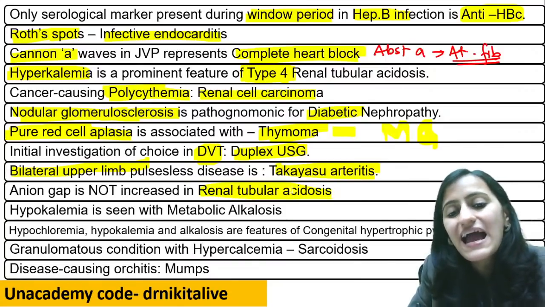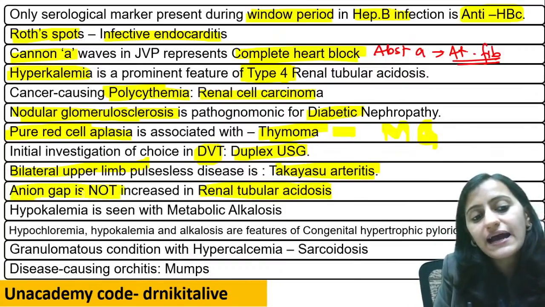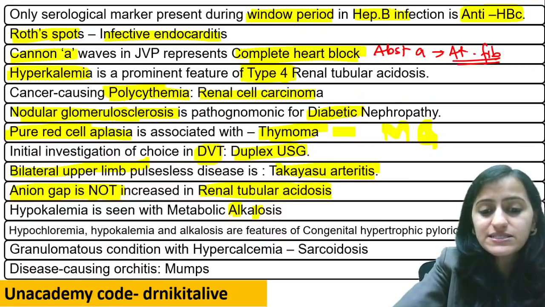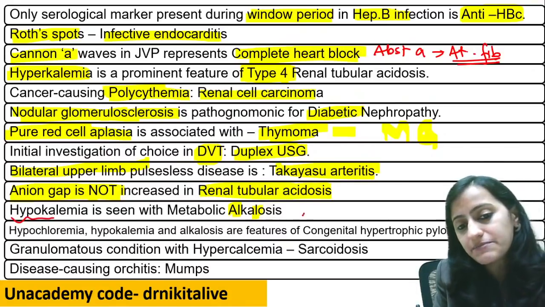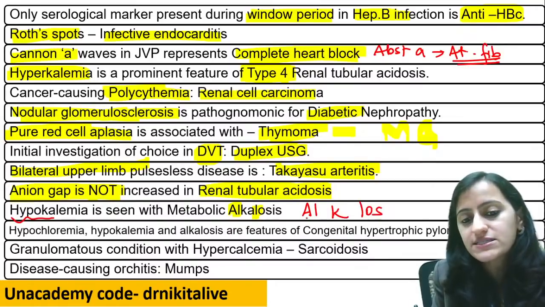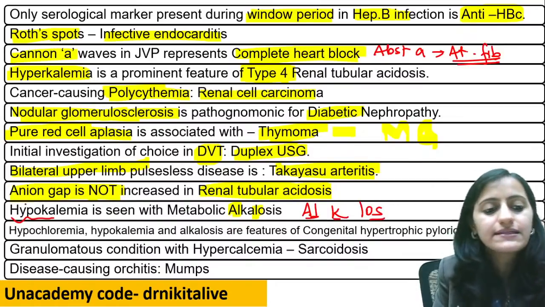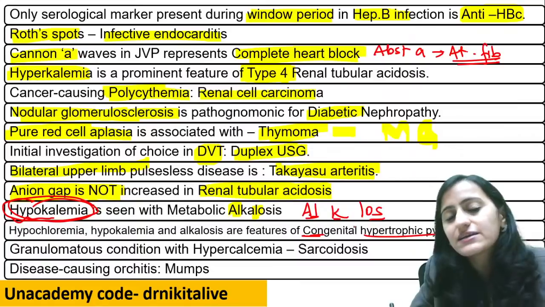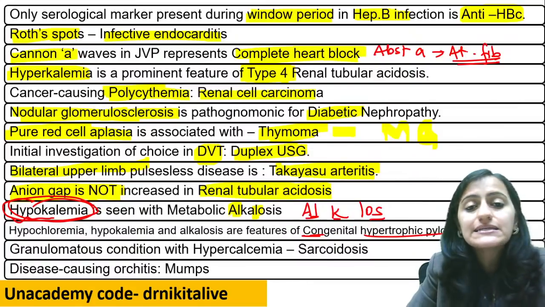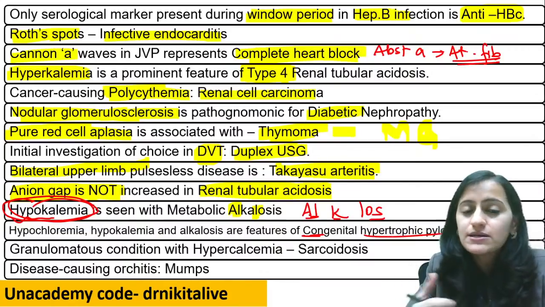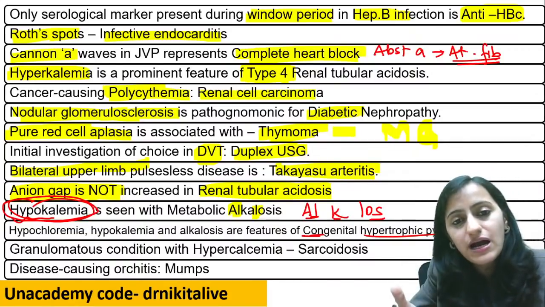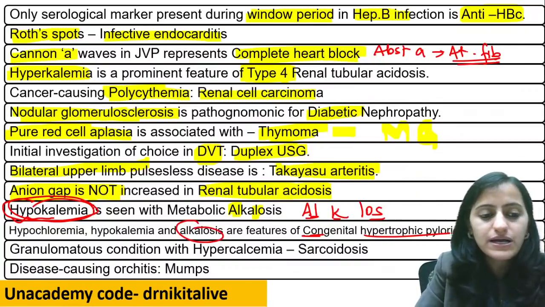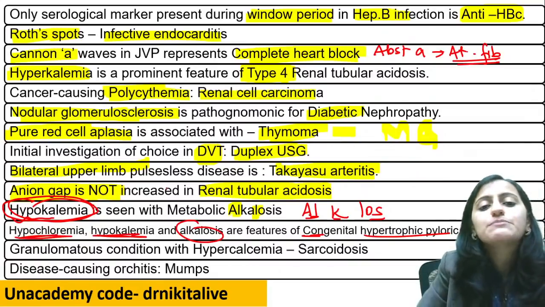Remember, in renal tubular acidosis, it's a normal anion gap. Anion gap is not increased. Metabolic alkalosis, is it hypokalemia or hyperkalemia? Remember, all K loss. Alkalosis is all K loss. That means it is hypokalemia. Very, very important. What do we see in congenital hypertrophic pyloric stenosis? Is it acidosis or alkalosis? Vomiting is happening, stomach acid going out. So alkali in the body. Remember, it is alkalosis. All the electrolytes going out. There is hypochloremia, hypokalemia.